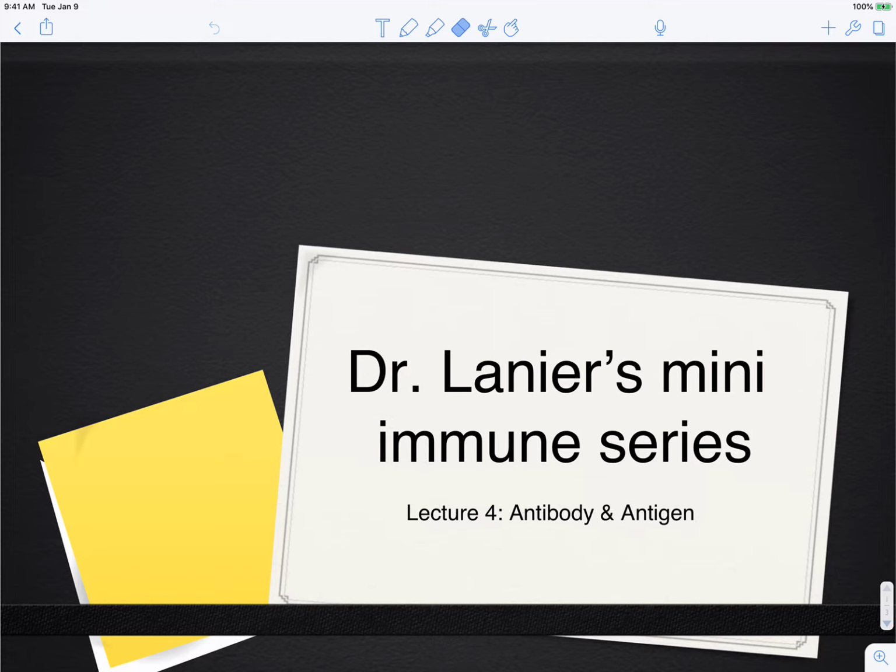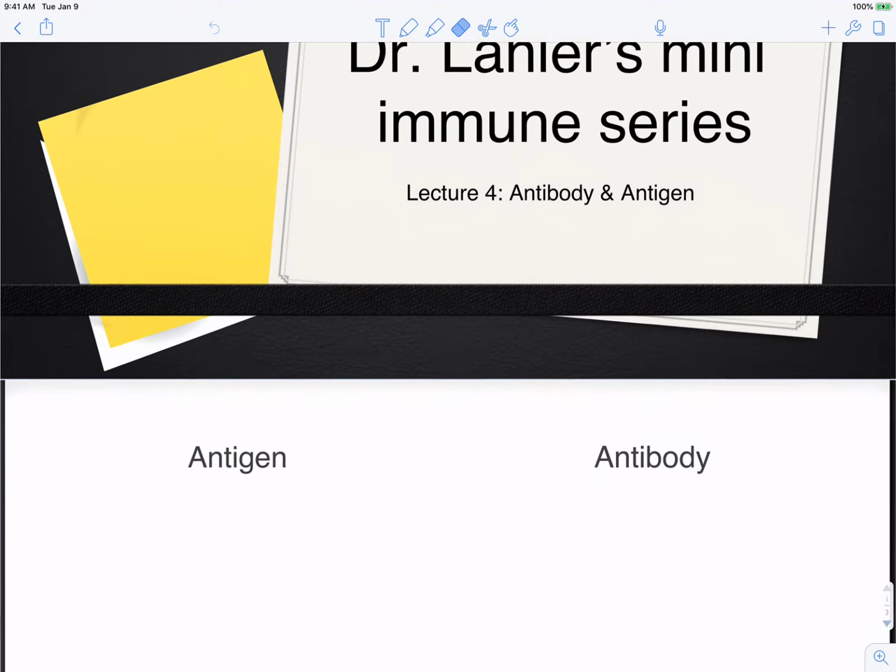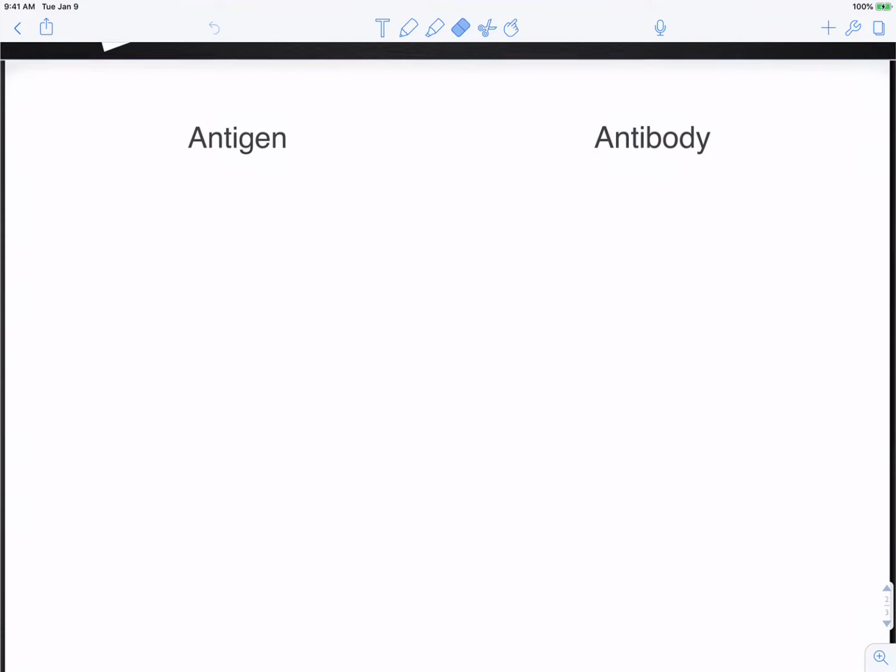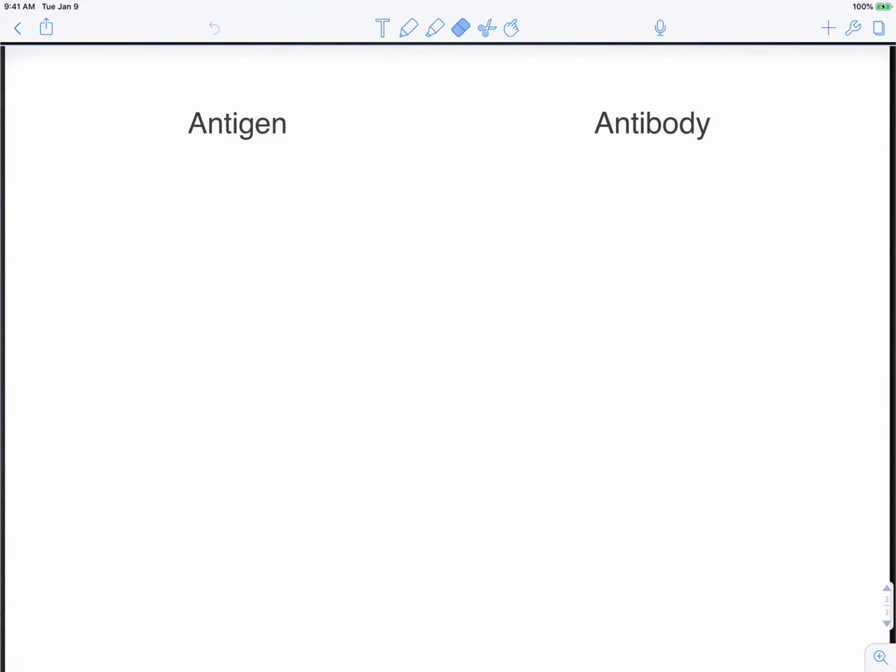Okay, so this next immune series is going to be on antibodies and antigen, and this is sort of a series before I start talking about B cells. So the first thing we have to discuss are the concepts of antigen and antibody. Antibodies are pretty straightforward. Antibodies are proteins that are made by your B cells. So they are encoded in your DNA, and they are produced and released in response to a stimulus by a B cell. So these are made by B cells.